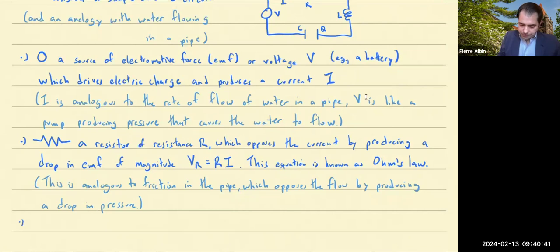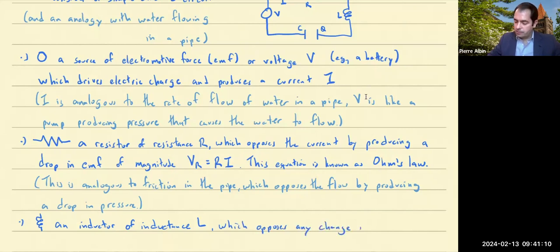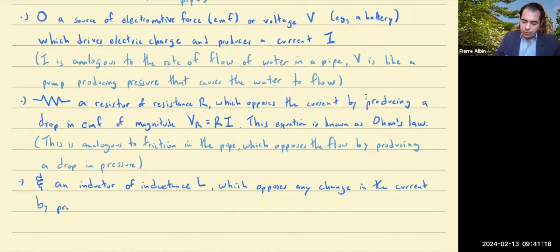Okay, so the next element, this curly bit, this is an inductor of inductance L, which opposes any change in the current by producing a drop in EMF of magnitude V sub L, which is L times the derivative of I with respect to t.